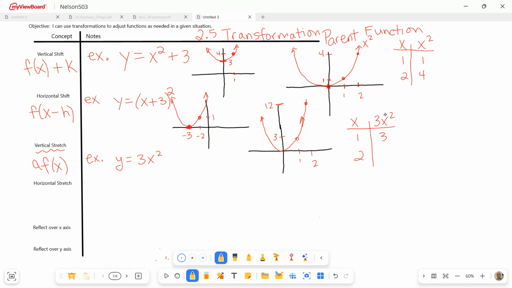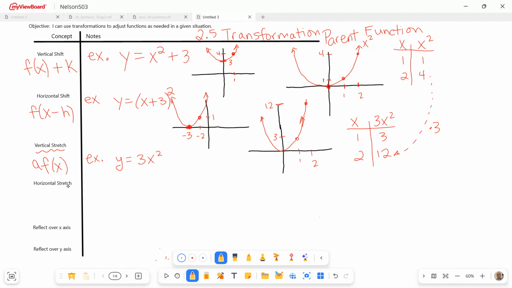Well, I plug 2 in, I get 4. 4 times 3 is 12. So I hope I'm making this clear. Do you see how the y value is 3 times what it was before, times 3? Okay, I think those are probably the easiest ones.